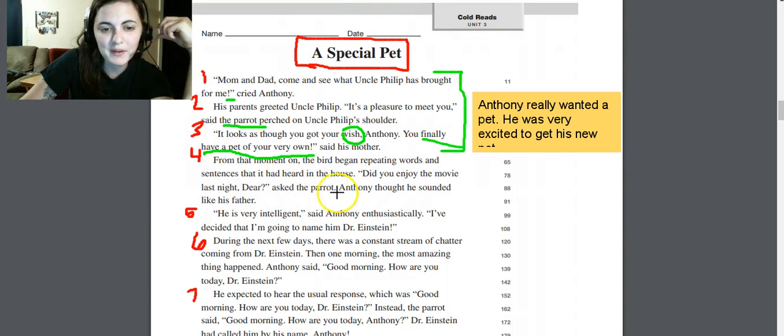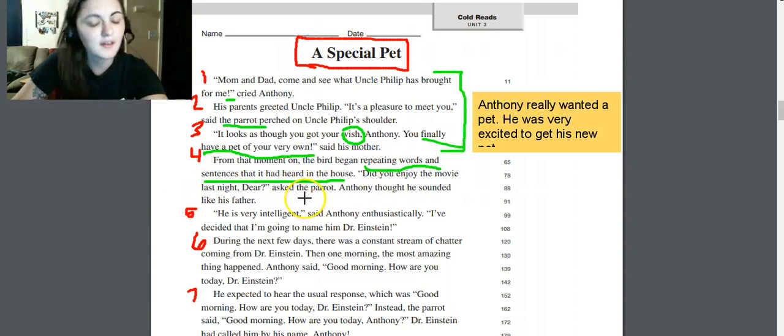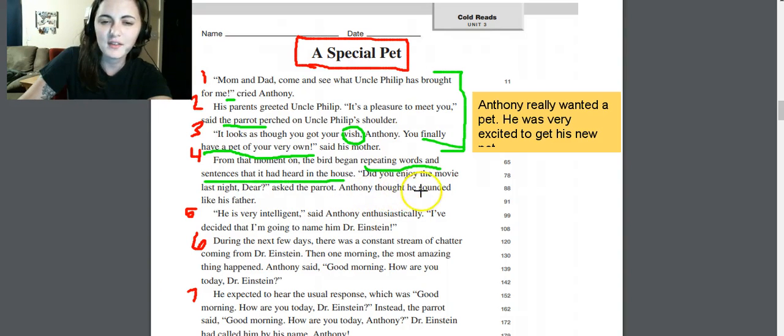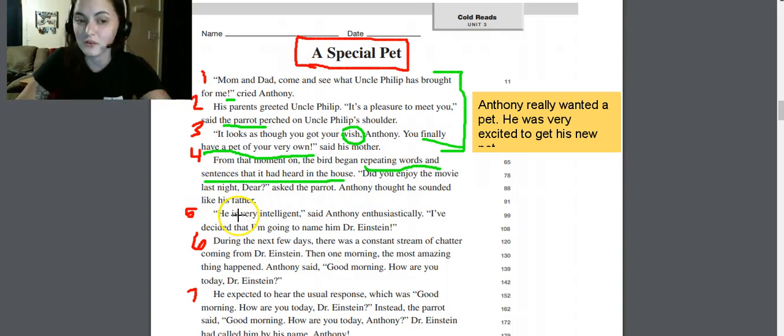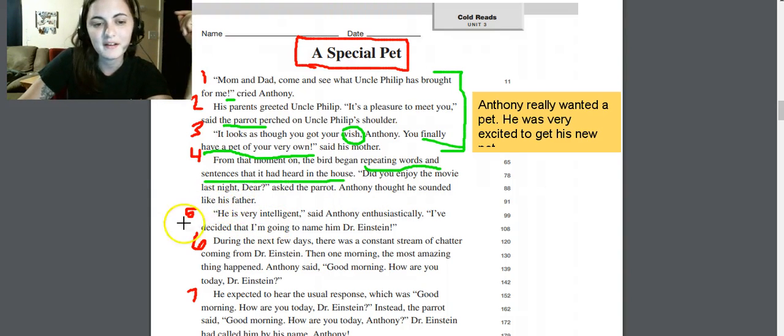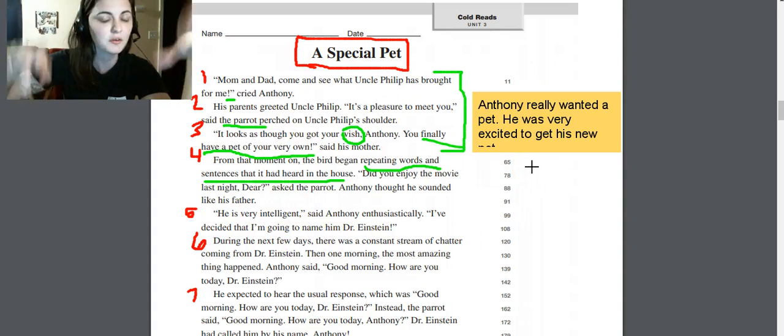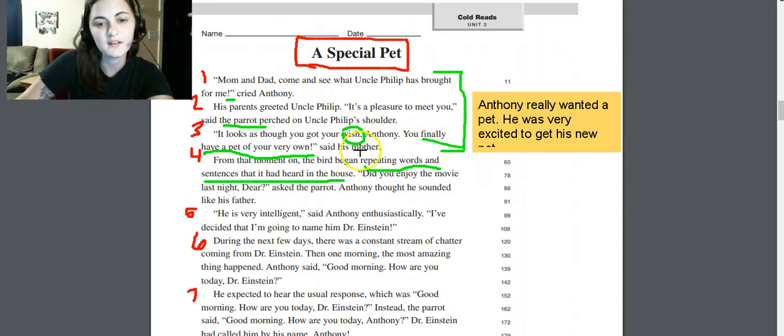So the parrot's now repeating everything it's hearing in the house. That's another thing that we saw. It's repeating words and sentences it hears in the house. So it says, "Did you enjoy the movie last night, dear?" asked the parrot. And Anthony thought he sounded like his father. Well, probably because his father said that to his mom. Let's read paragraphs 5 and 6, and then we'll go down to here and fix all this. Oh, don't forget to make your notes. If you need to pause and make these notes, please go for it.